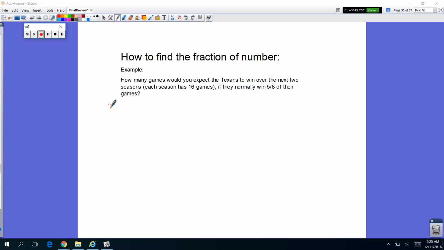Okay. So, how many games would you expect the Texans to win over the next 2 seasons? Each season has 16 games. If they normally win 5/8 of their games, this is a little bit of a lie. They don't win 10 games per season. But anyways, so you have the 5/8, right?